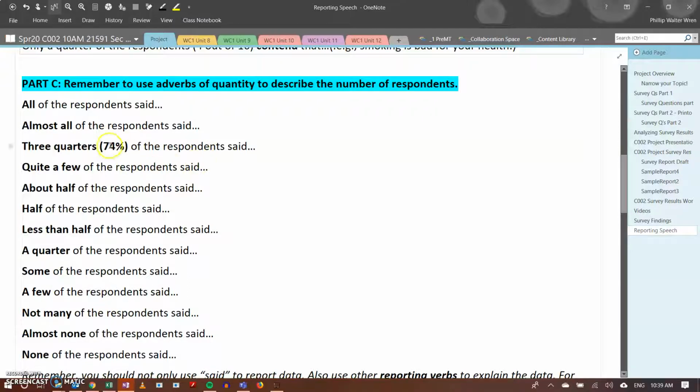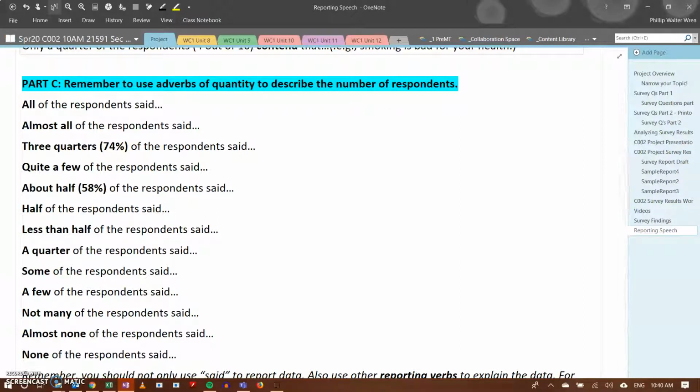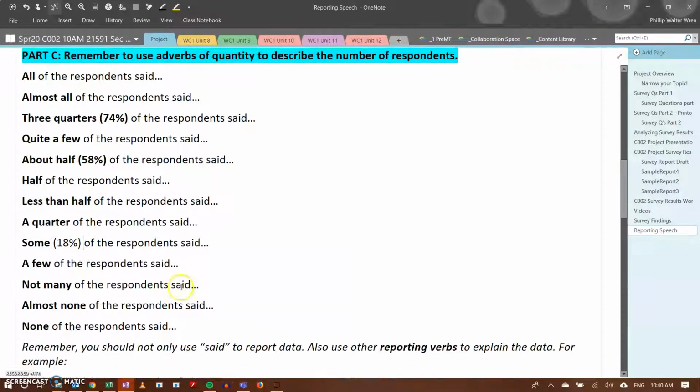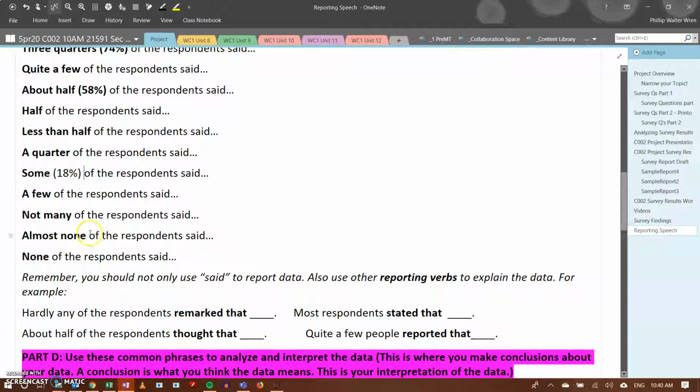If you want to give me a little more specific, you can. About half, 58% of the respondents said. Half of the respondents, a quarter, some, 18% of the respondents said. A few of the respondents said, almost none, 2%, 5%. None of the respondents said.